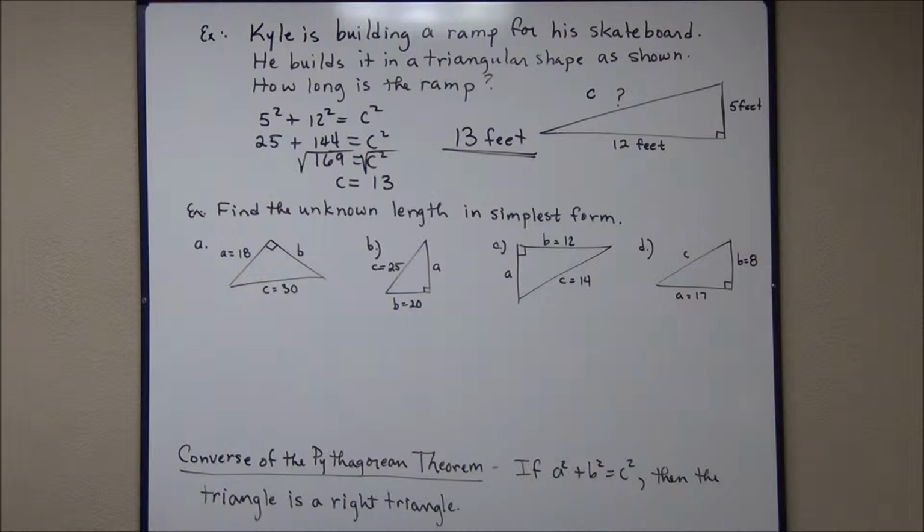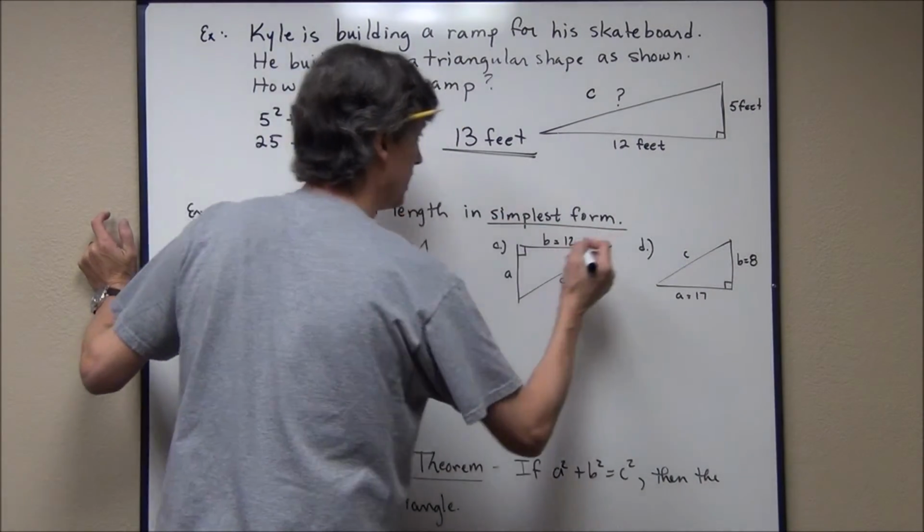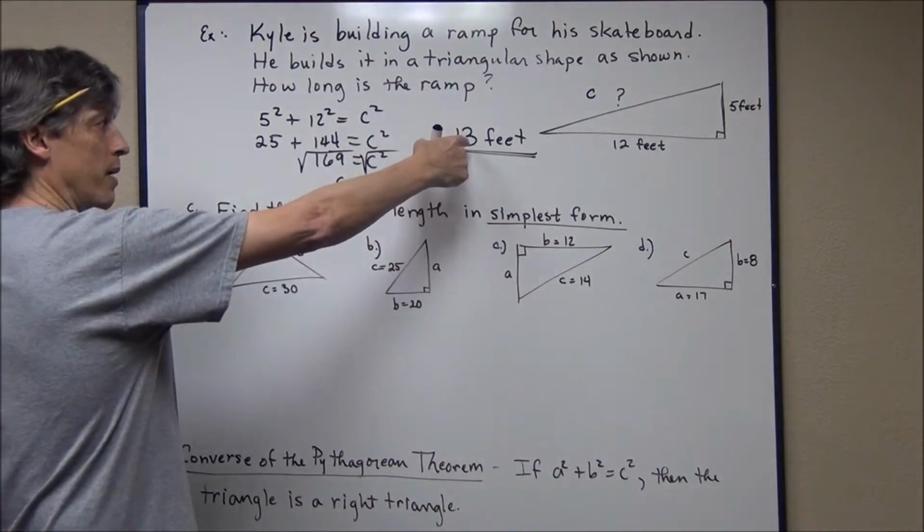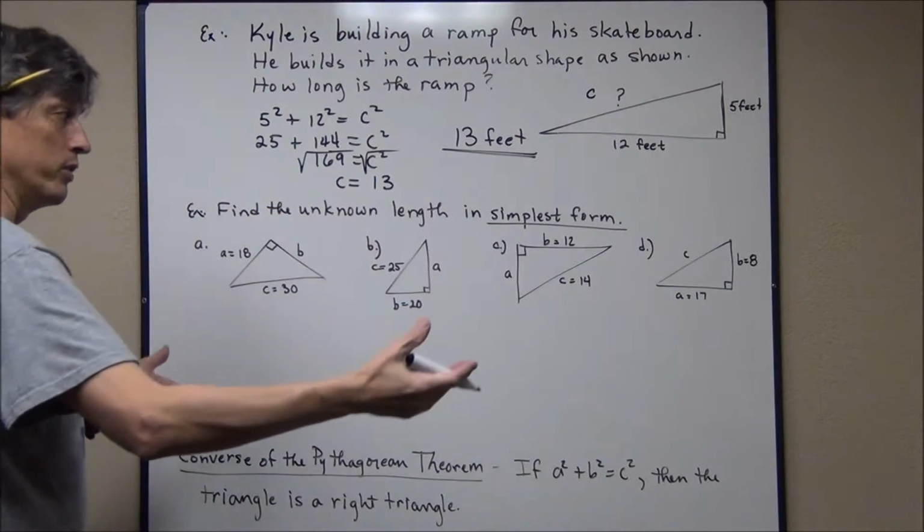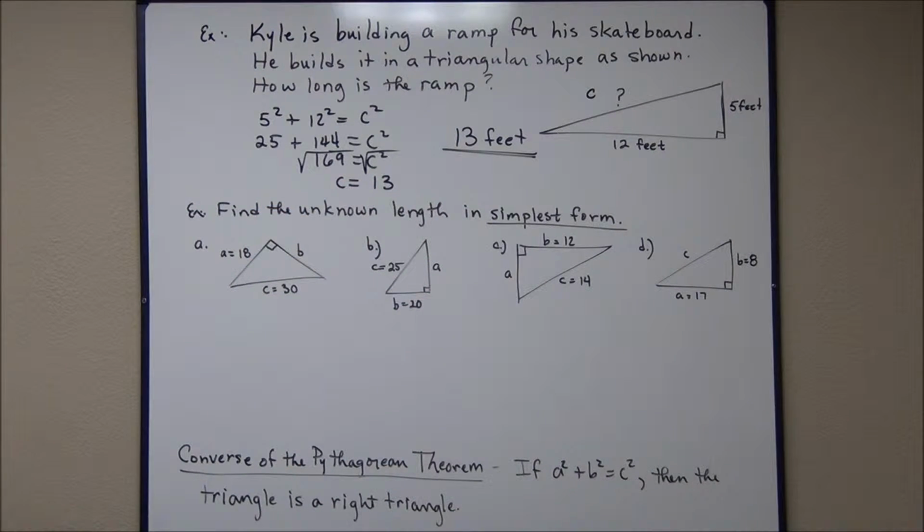The next 4 examples are more of the same, but they're already set up for us and they're not in story problem form. You're to find the unknown length in simplest form. The reason that this is written down is, although this one came out to be a nice integer, that's not always the case. Sometimes we get a square root that doesn't simplify completely and give us an integer. We have to write it in simplest form.